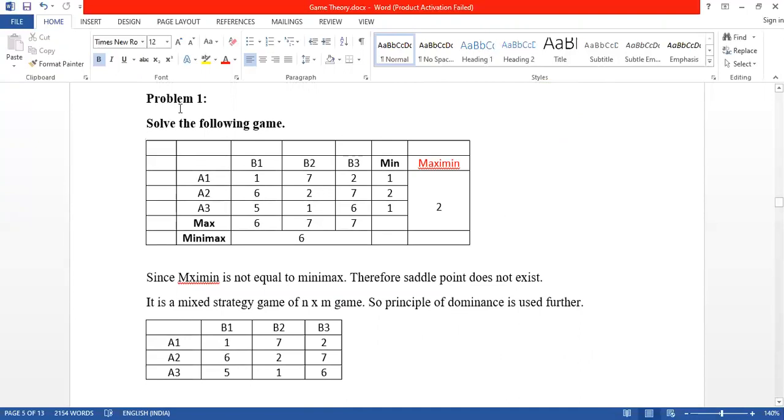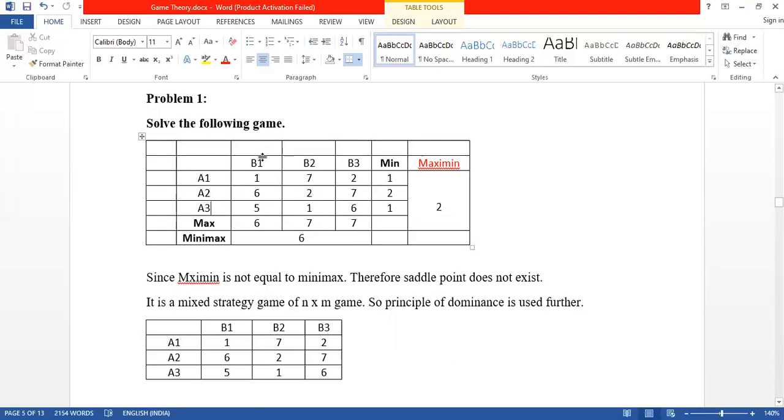So this is our problem. The problem says solve the following game, right? And in this game, we have three strategies: A1, A2, A3 for firm A, B1, B2, B3 for firm B, right? We'll go by the thumb rule that the first step is to check for saddle point. So for each row, we have taken the minimum. That is why for A1 it is 1, for A2 it is 2, for A3 it is 1. And out of the minimum values, we have taken the maximum. So our maximin value is 2.